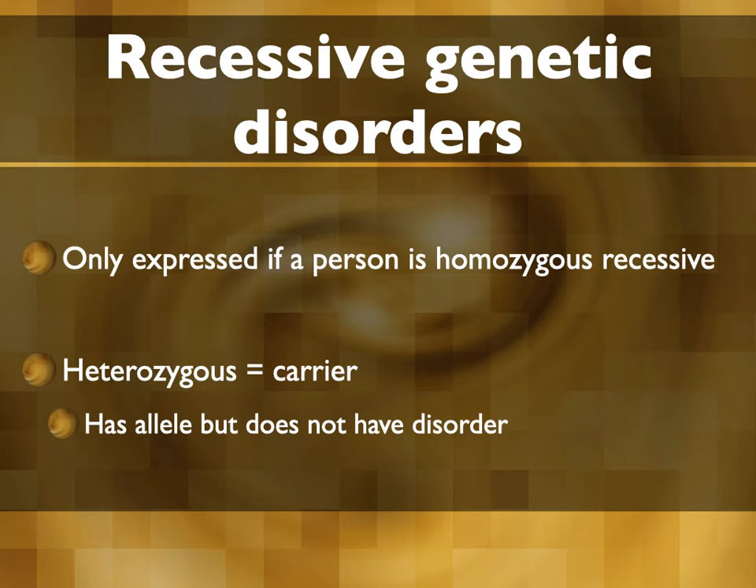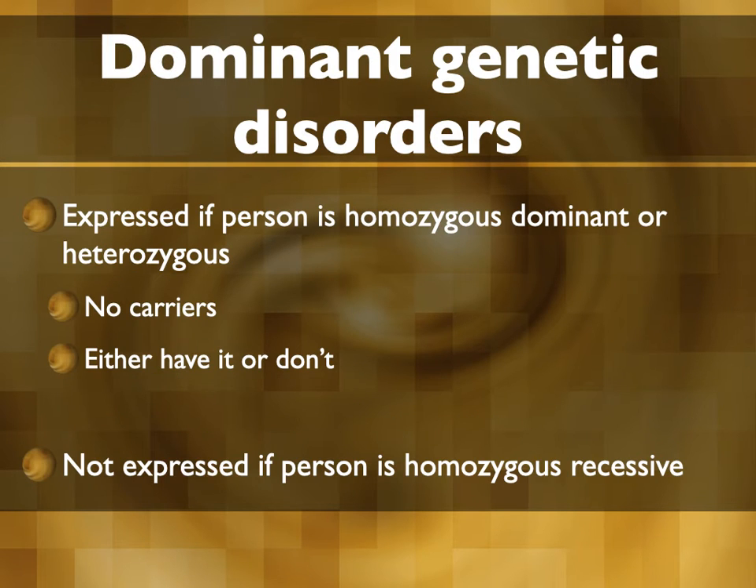There are recessive genetic disorders, and it is only expressed if a person is homozygous recessive, so little l l for the disease. If you're big L little l, you are a carrier, meaning you don't have the disease, but you could pass it on to your offspring. Dominant genetic disorders, you got it. If you have the dominant, you have it. There are no carriers, so either you have it or you don't. And the only time you don't have it is if you're homozygous recessive, or little l l.